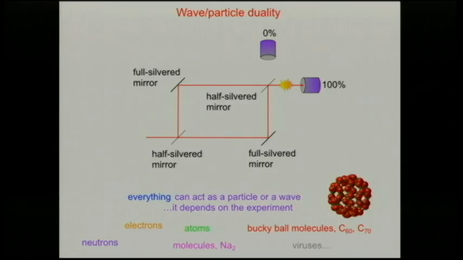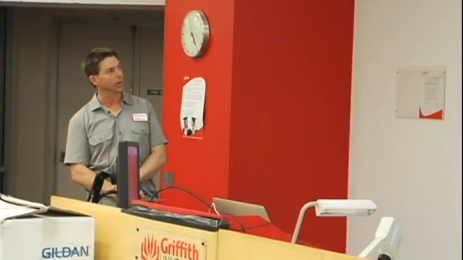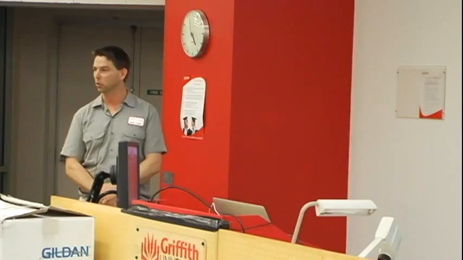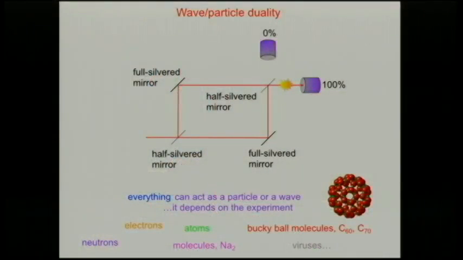And people have done this, in fact, not just with light, but with all manner of particles. So electrons behave like waves, as do atoms. And in fact, the largest molecule people have done this kind of experiment with is a buckyball, which has 60 carbon atoms in it. So people have built interferometers, this is called an interferometer, in which you see quantum behaviour of all these particles that we conventionally think of as massive particles.